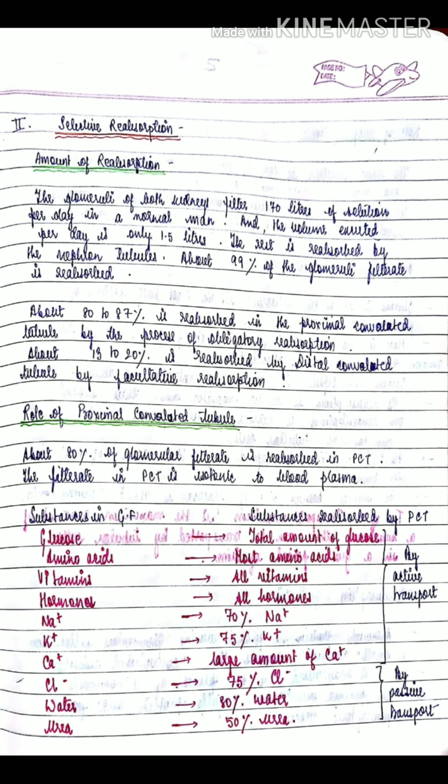Coming to the role of proximal convoluted tubule in selective reabsorption, about 80% of glomerular filtrate is being reabsorbed in the PCT, and the substances that are reabsorbed are basically total amount of glucose, most amino acids, all vitamins, all hormones, 70% of sodium ions, 75% of potassium ions, large number of calcium ions, 75% of chloride ions, 80% of water, and 50% of urea, out of which chloride, water, and urea are being reabsorbed by passive transport.